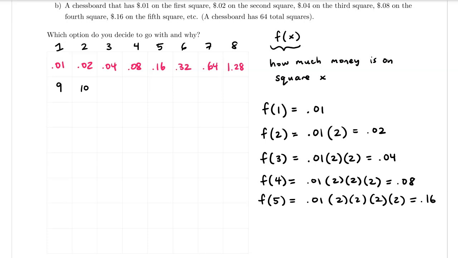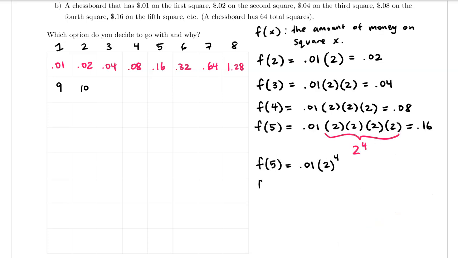So is there a way that we can condense repeated multiplication? And if you said using an exponent, you would be correct. So let's just do it with this last one that we had here. So I have 2 times 2 times 2 times 2. That is the same thing as 2 to the 4th power. So another way that I could write the value for f of 5 would be 0.01 times 2 to the 4th power.